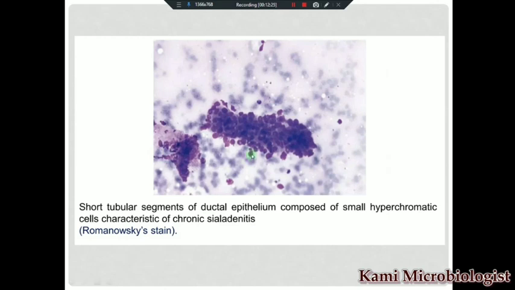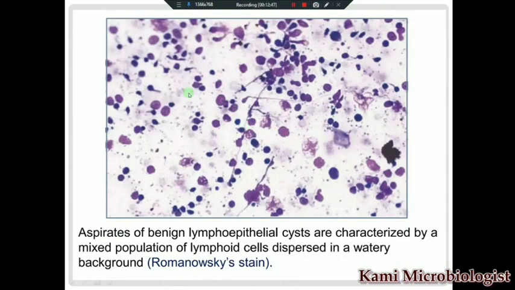This is another picture. In this case the slide is stained with Romanowsky, showing short tubular segments of ductal epithelium composed of small hyperchromatic cells, characteristic of chronic sialadenitis. This is another field, also Romanowsky stain, and this is the aspirate of a benign lymphoepithelial cyst, characterized by a mixed population of lymphoid cells dispersed in a watery background.